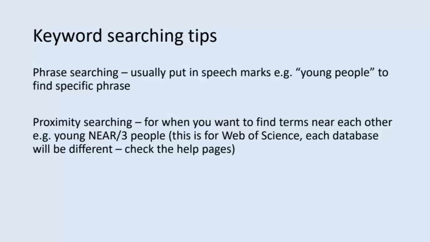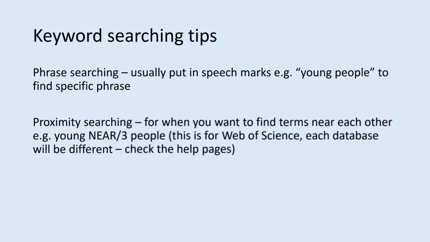So other keyword searching tips are phrase searching. If you put terms, or two words, it could be three words, in speech marks, it's telling the database just to find that specific phrase. So "young people" in speech marks will find only papers where young people are right beside each other. This will help avoid finding irrelevant papers.